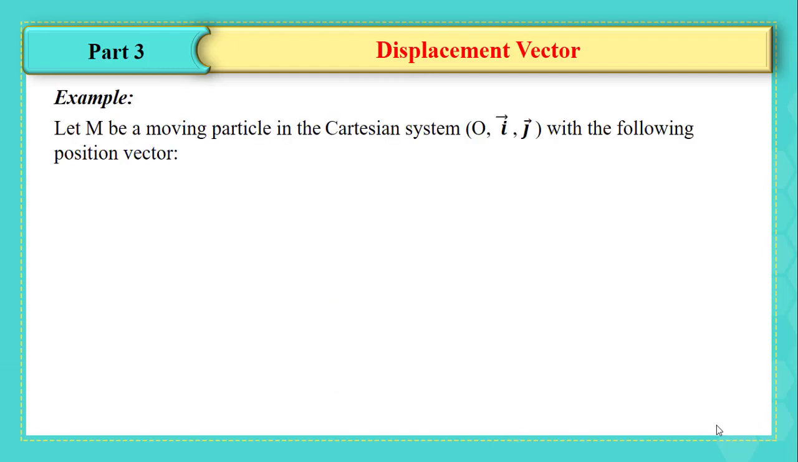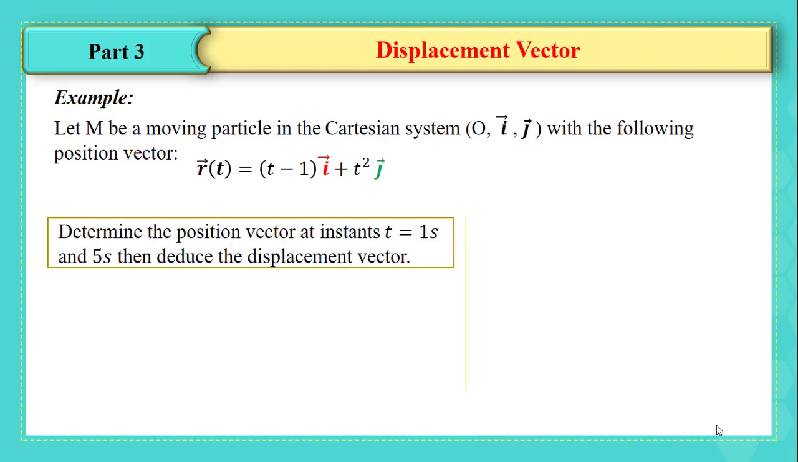Let's have the following example. Let M be a moving particle in the Cartesian system OIJ with the following position vector: r(t) = (t − 1)i + t²j. Determine the position vector at instants t = 1 second and 5 seconds, then deduce the displacement vector. First, to know the position vector at instant t = 1, we have to substitute in the position vector instead of t by 1, and this will give 0i + j.